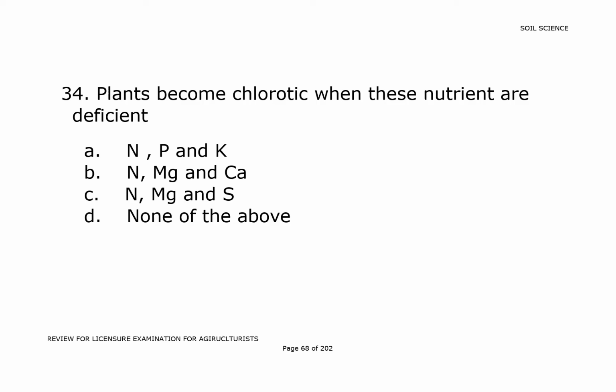Number 34. Plants become chlorotic when these nutrients are deficient. A, N, P, and K. B, N, Mg, and Ca. C, N, Mg, and S. Or D, none of the above. The answer is N, Mg, and S.